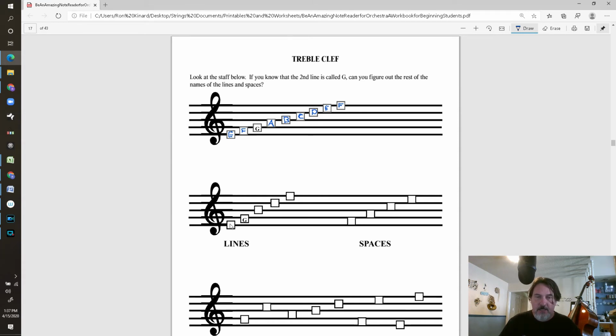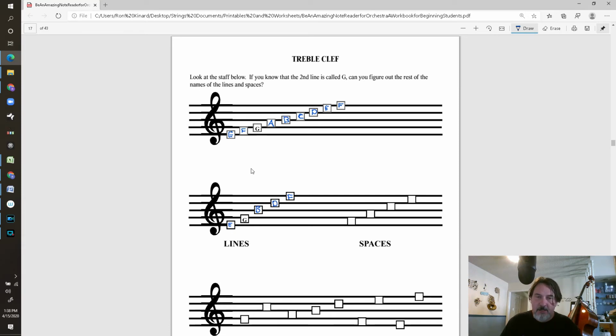So our first line in the treble clef is E, and we knew that from the first exercise. Then we have G, because we have G clef. Remember the circle and always the second line. Up here we have a B. Then we have a D. And what is that one? Yep, it's an F. Okay, so on our lines we have E, G, B, D, F.